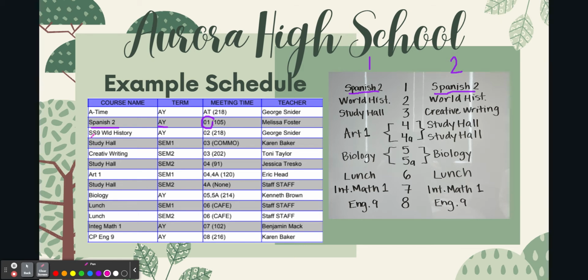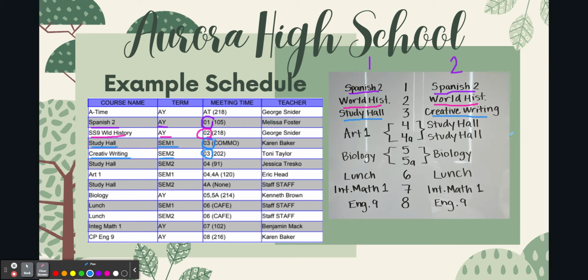If we move down to period 2, we see the same thing for Social Studies 9 World History. This course runs all year, and therefore it appears in both the left column from semester 1 and the right column for semester 2. We get to a little different situation when we reach period 3. So during period 3, this particular student has study hall in semester 1, so it is only written in the left-hand column, and this student has creative writing during semester 2. So I will write that in the right-hand column.